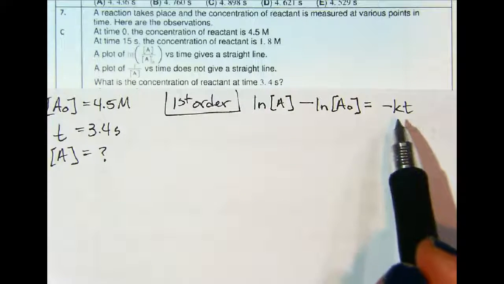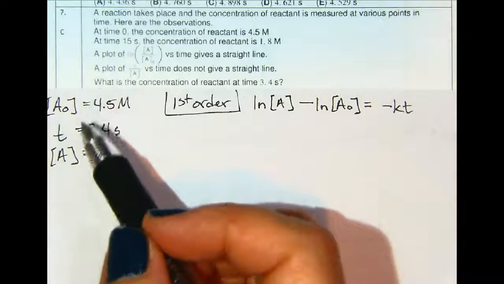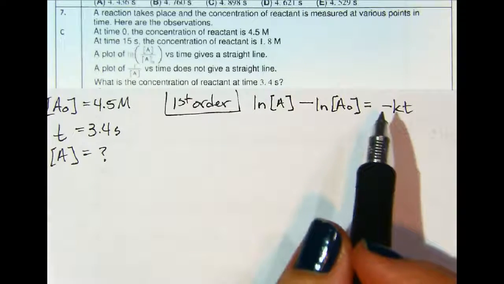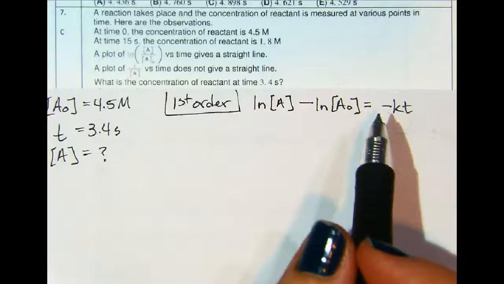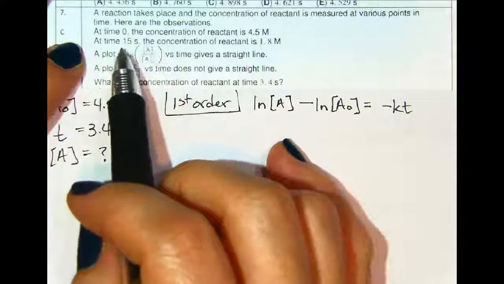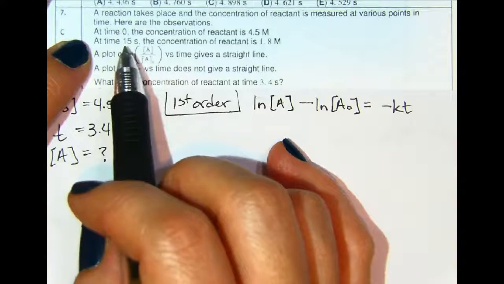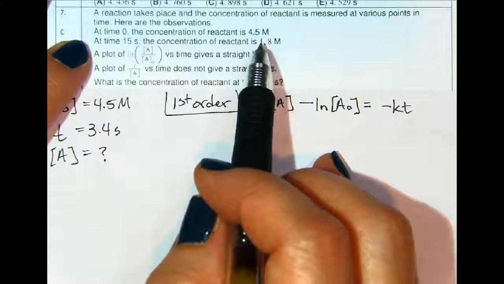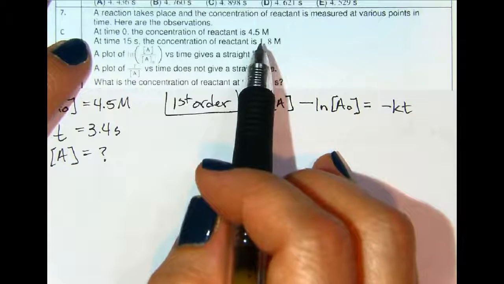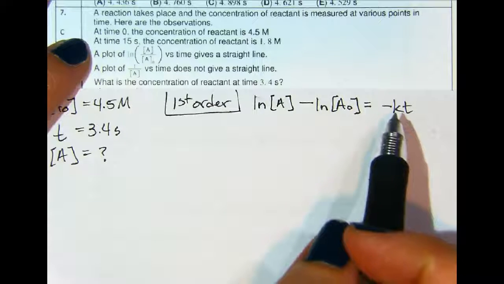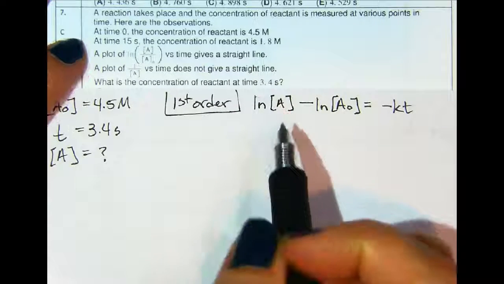Here's the equation that we're going to use. Notice that I'm missing two things. I don't know the final concentration, but I also don't know K, and so I have too many variables. So what I can do is I can use the information at time 0 and at time 15 seconds in order to find K first, what is the rate constant of this reaction. Then I can do a second calculation with this equation where I use that rate constant in order to solve for the concentration of A.